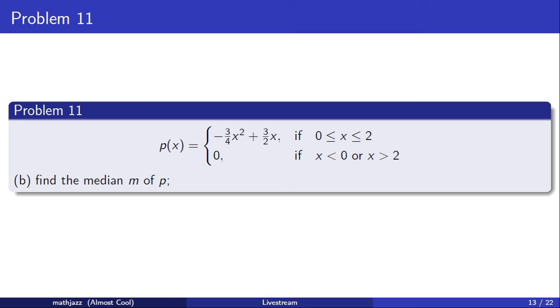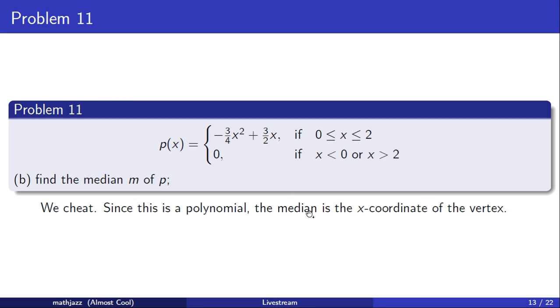Sure, someone can correct me if I didn't multiply correctly. Part B of our question was find the median. Well, the definition... Oh, actually, we're going to cheat. I'll get the definition at the end. But what we notice is that this is symmetric. This is a parabola, so it has a vertical axis of symmetry.